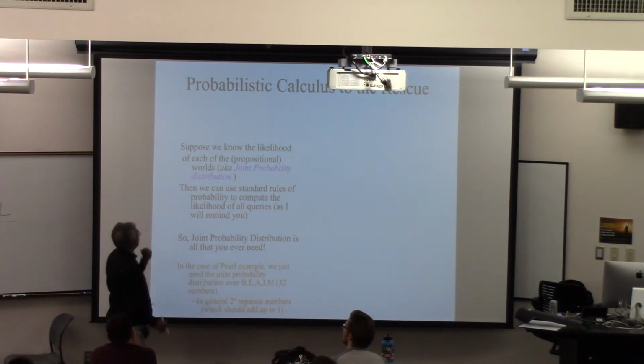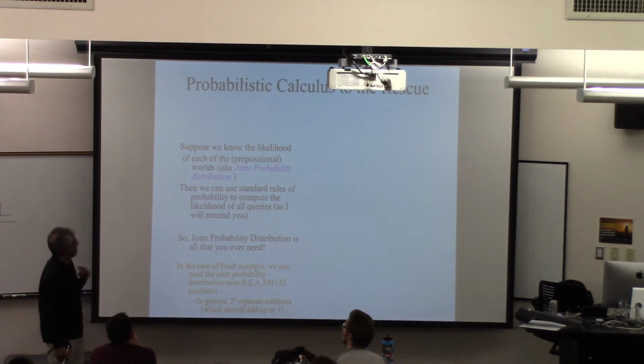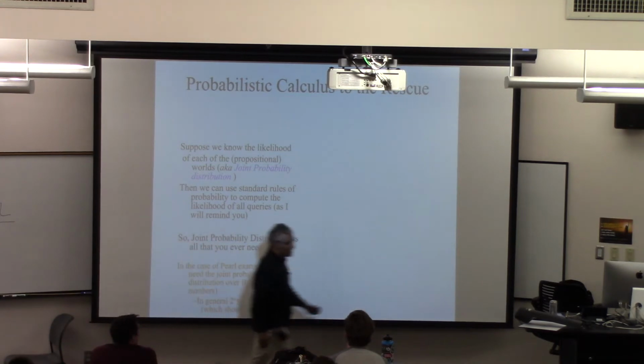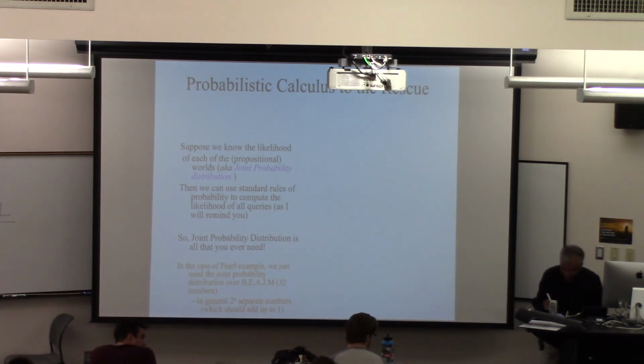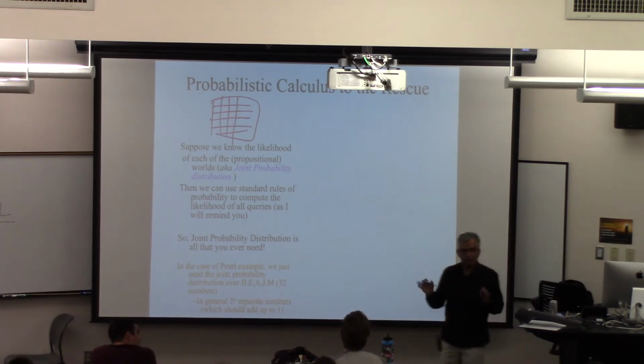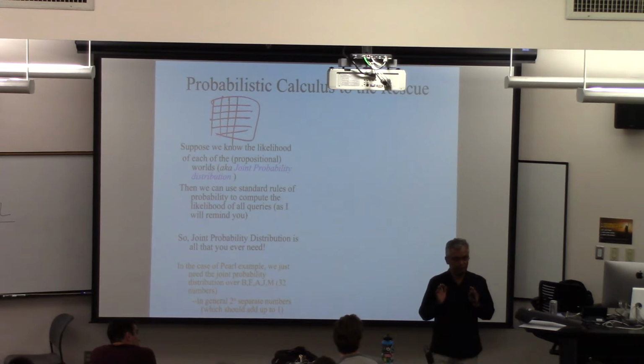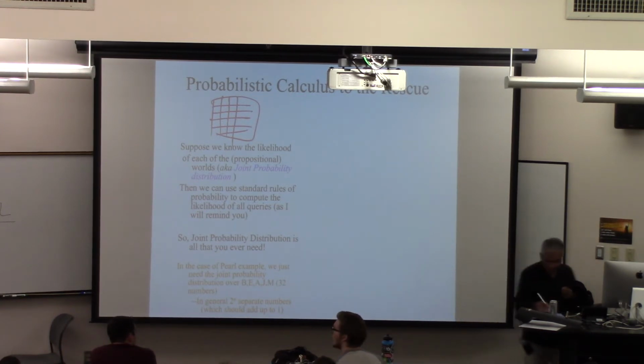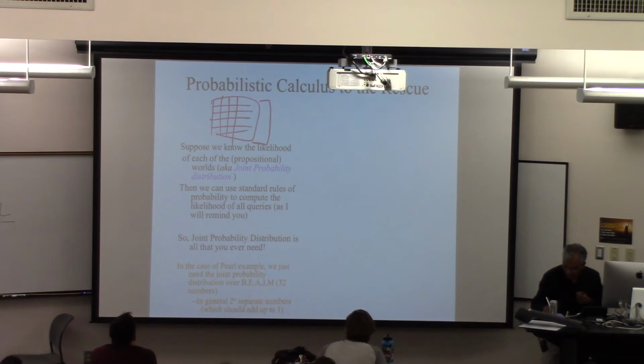So suppose we know the likelihood of each of the propositional worlds, which we will find out. In essence, what you're saying in probabilistic reasoning is you still have these truth tables. And in every row, if you have P, Q, R, let's say, in every row P is true or false. The only difference is there is an extra column called truth of the world, from the likelihood of the world.